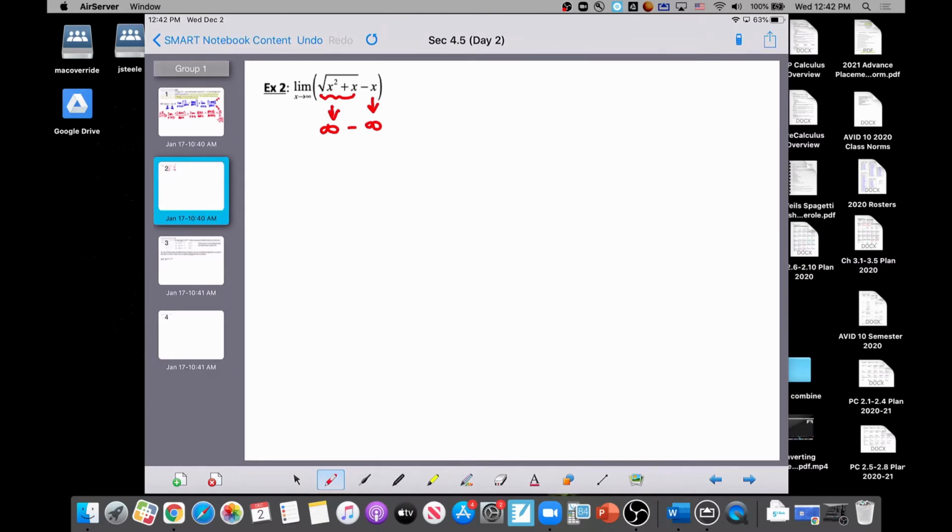Since we have a square root, my thought is let's try rationalizing. So the first thing I'm going to do is multiply by the square root of x squared plus x in the top and in the bottom.